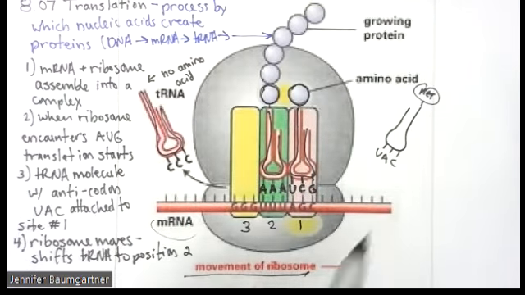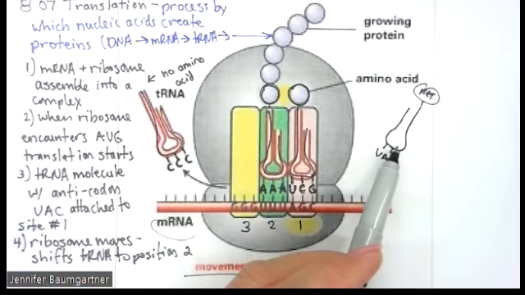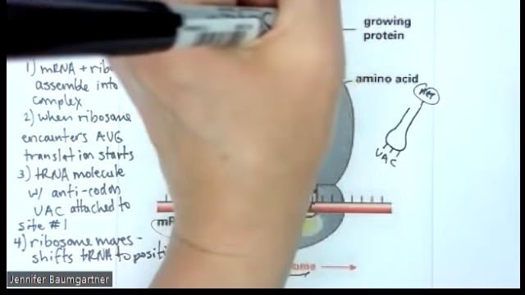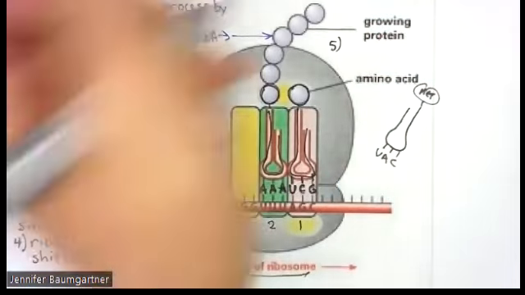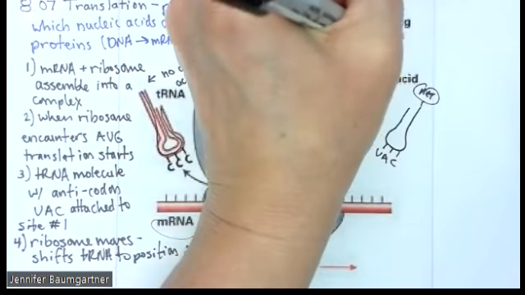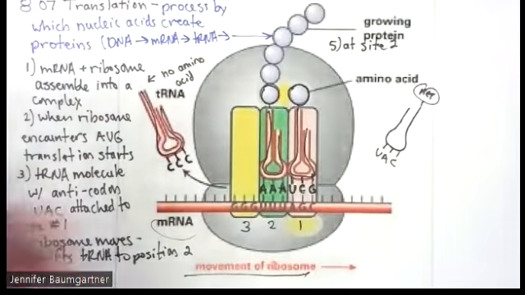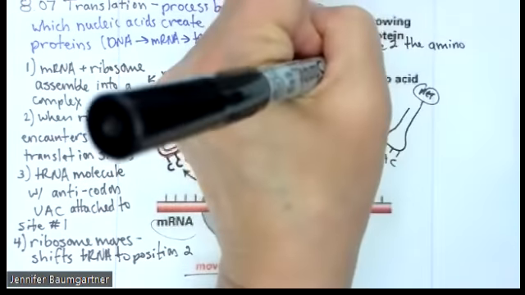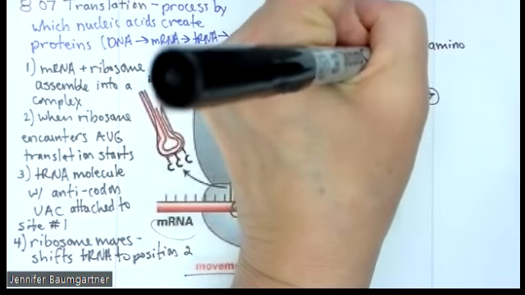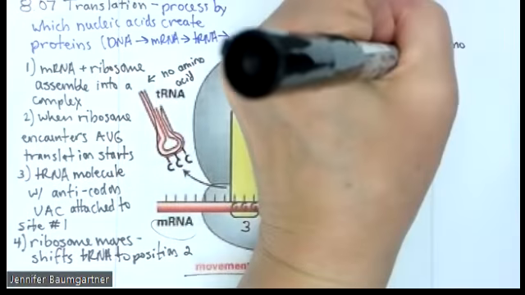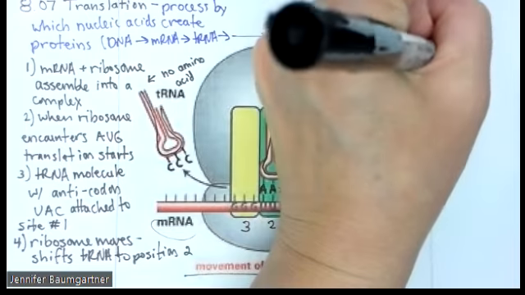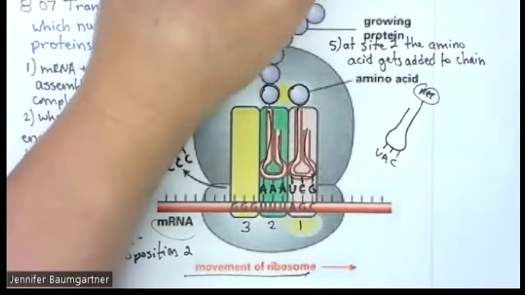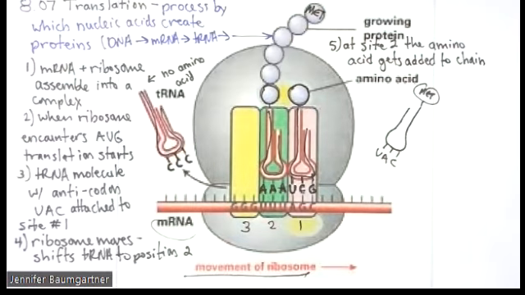Now, obviously, for this first one, there was nothing attached to because it was the first amino acid. But usually what's going to happen then, I'm going to start up here, number 5. At site 2, the amino acid gets added to the chain. We call it a polypeptide. That means that this first amino acid up here had to be methionine.